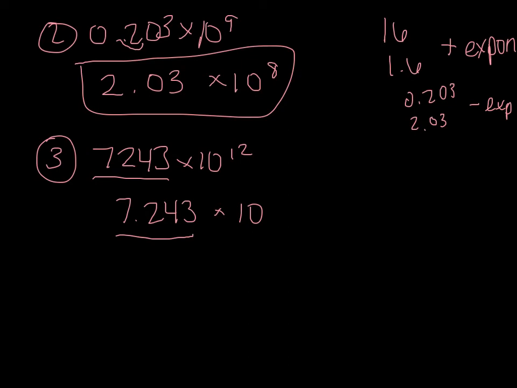So my number got smaller. So I'm going to have to use this top trick. We need to add the exponents however many spaces we moved it. I moved it back 1, 2, 3 spaces, so I need to add 3. So I would get it to be 10 to the 15th power.